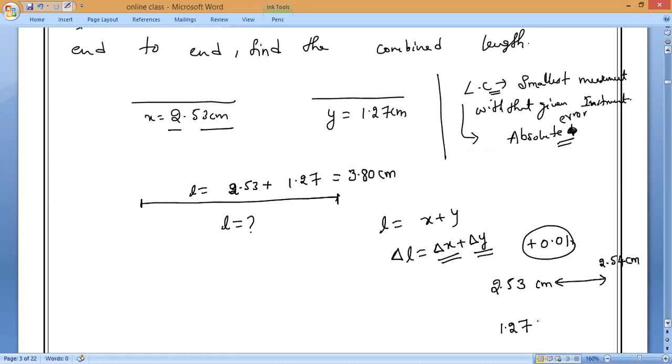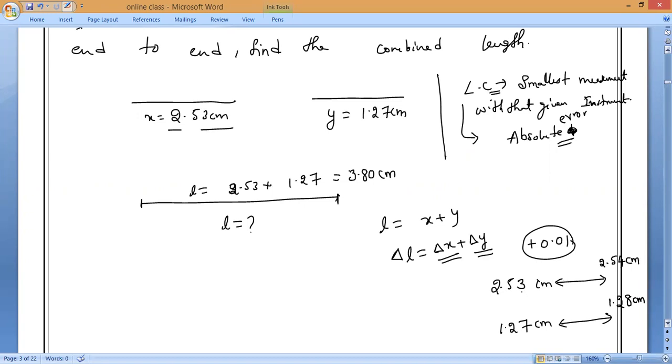Same way, the given length of this one is 1.27 centimeters and the error is 0.01. Of course, it is plus or minus, we don't know. Either it is addition or subtraction, but still the error we always have to take as addition. Clear? So this is 1.27, the error is 0.01, means it is 1.28 centimeters. Understand, brothers? Clear?